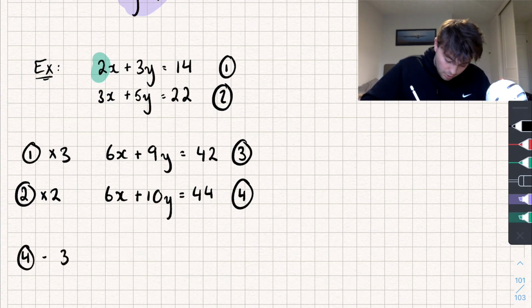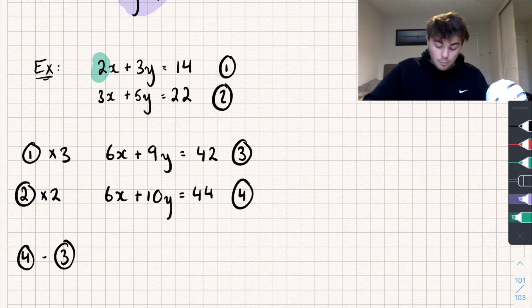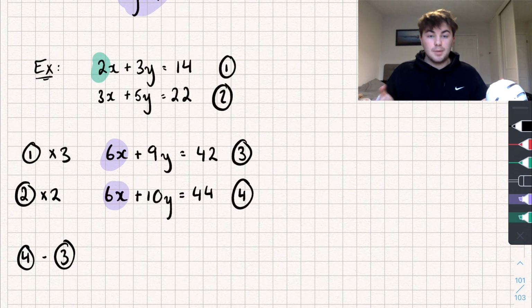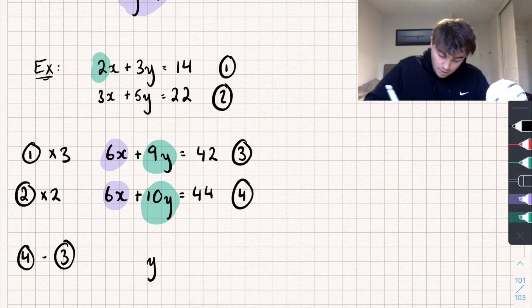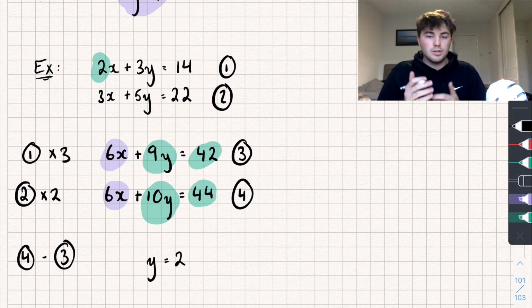So 4 subtract 3. And when we do that, we're going to do 6x subtract 6x, which eliminates the x variable, so 0. And then we're going to do 10y subtract 9y, which leaves me with y. And finally, 44 subtract 42, which leaves me with 2. So we get that y is equal to 2.